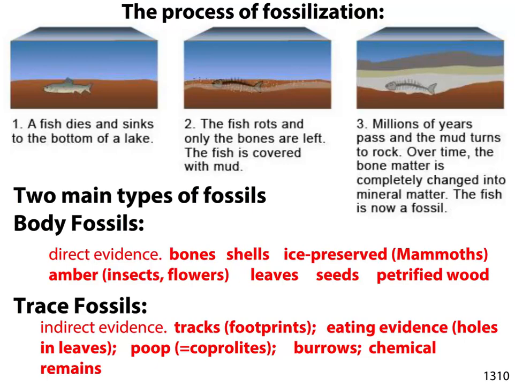Now, if all went well, okay, you know that body fossils are basically direct evidence of a living critter. So we're talking bones, shells. We actually have tissue preserved in ice. Mammoths, woolly mammoths are pretty famous for that. Amber does manage to keep insects and flowers well preserved, although it does not preserve the DNA, unlike what Jurassic Park tells you and gives me a headache every single time I see the movie.